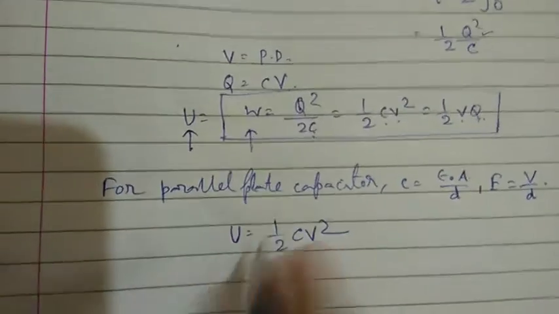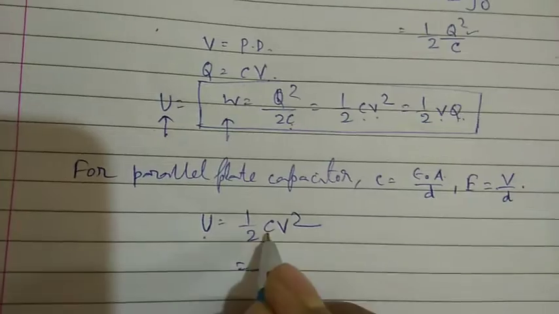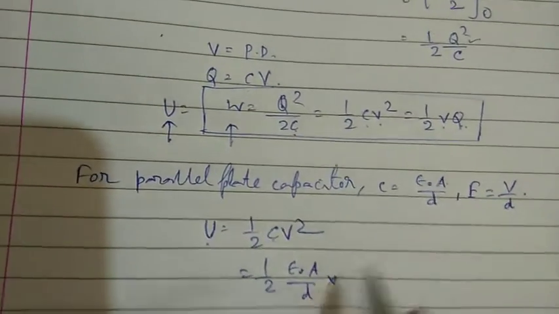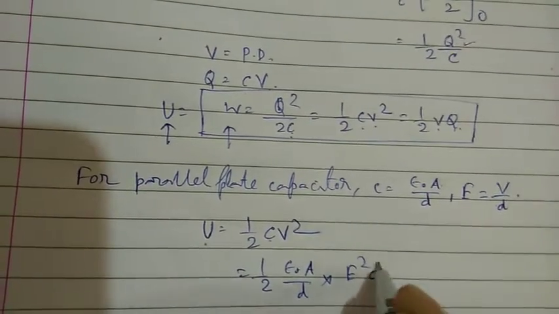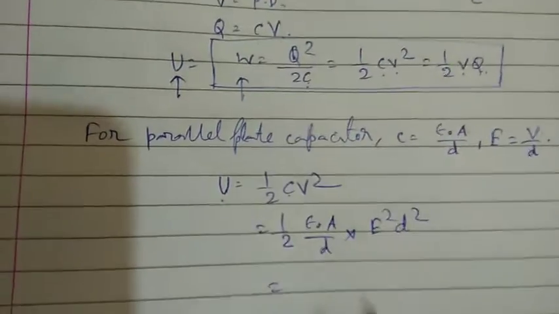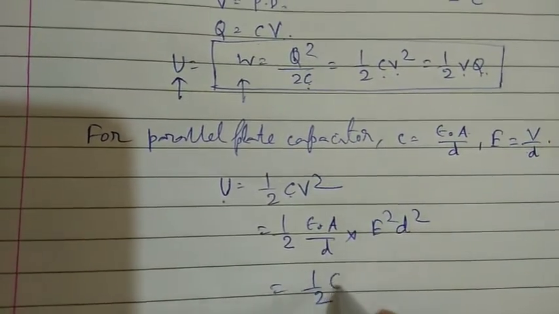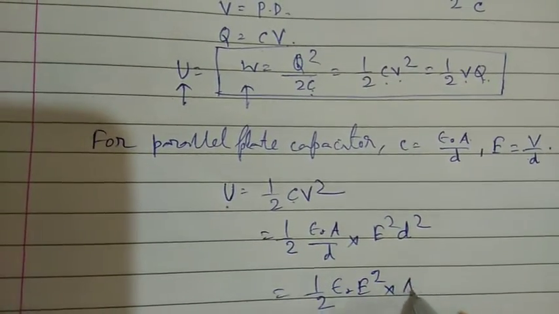So this is the energy stored in a parallel plate capacitor. Just putting the values of C as epsilon naught A by d, and in case of V it is E multiplied by d, so this is E squared d squared. So just rearranging a little bit, half epsilon naught E squared into A d.